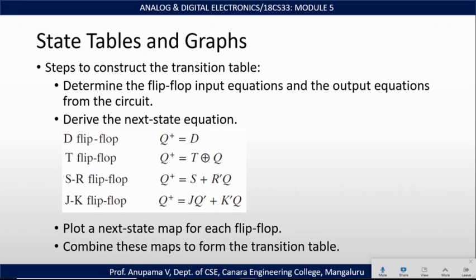One way of representing the flip-flop is the logic diagram. One more way is the truth table. Next way is the state transition diagram. Next is using equation, and next one is using excitation table. So there are various representations for flip-flops. Next, we have to plot a next state map for each flip-flop. Then you have to combine these next state maps to get the transition table. We will understand how to derive the state table and state graph by taking up an example.